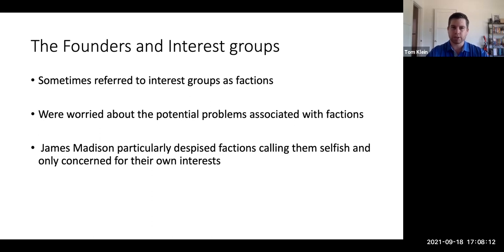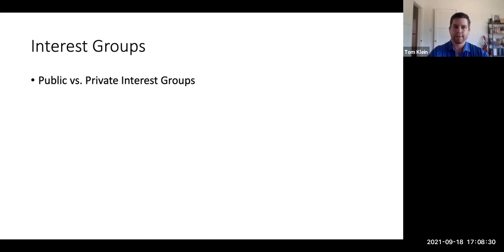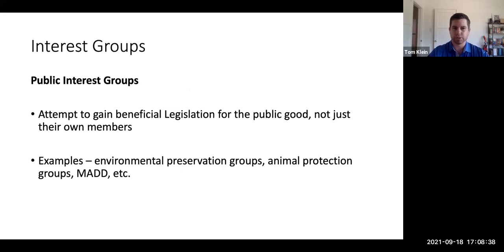So as we go through the lecture, see if you agree with James Madison, see if you can form your own opinion on the purpose of interest groups. So we're going to talk about maybe some of the positive aspects of interest groups, but also go into great detail about maybe some of the potential negative aspects of interest groups. So we're going to distinguish between two types of interest group here, public versus private, starting with public interest groups.